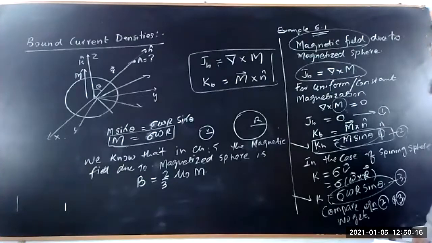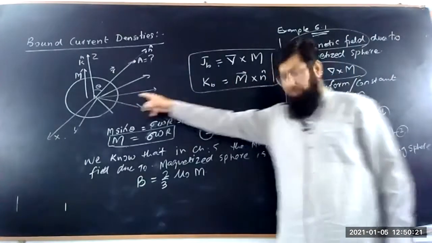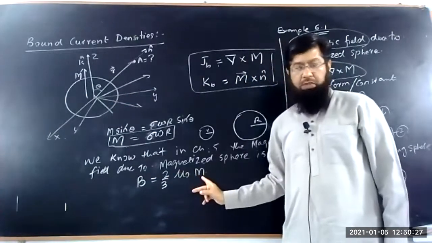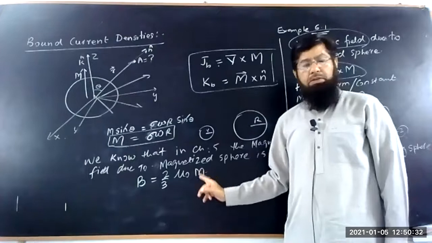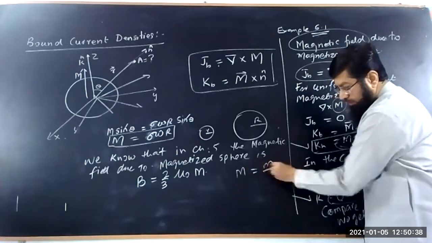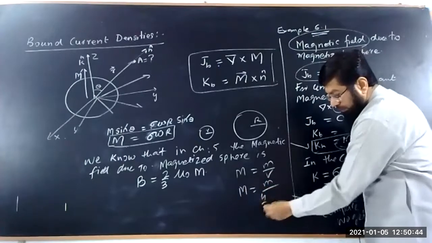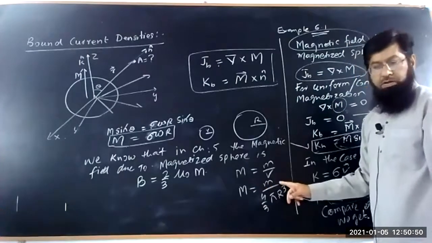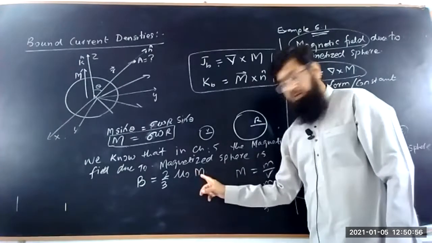This is what we know from chapter number 5, that we have a sphere and this sphere is magnetized. Then the magnetic field inside it is equal to 2 upon 3 mu naught into M. M is known as the magnetization, and this magnetization is the dipole moment per unit volume. Yesterday we saw that the magnetization is the dipole moment per unit volume, and for a sphere the volume is 4 upon 3 pi r cube. So this equation can be rewritten in the form of the dipole moment.